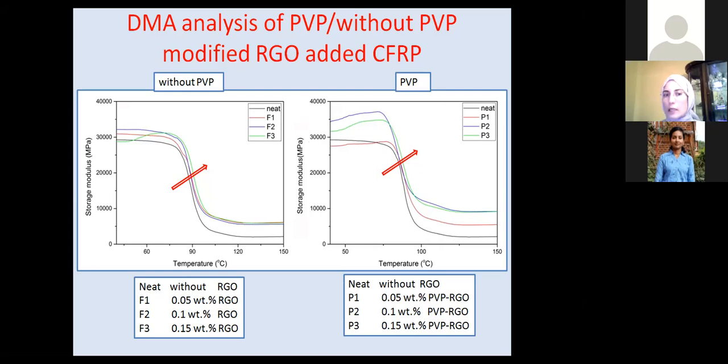And also we can see, different from the previous slides, that with increasing the amount of reduced graphene oxide, the storage modulus also increases. This can be attributed to the presence of the reduced graphene oxide within the epoxy matrix, which restricts the motion of the polymer chains and increases the load bearing capacity of these samples.